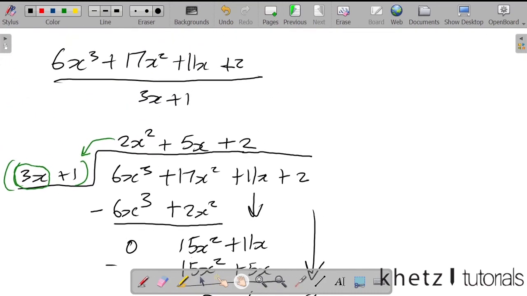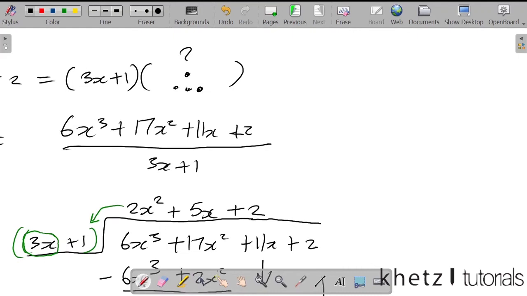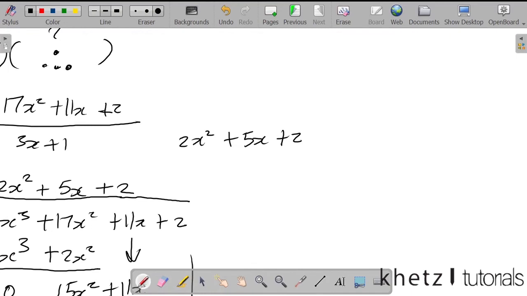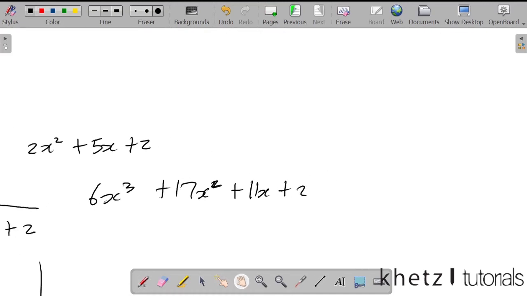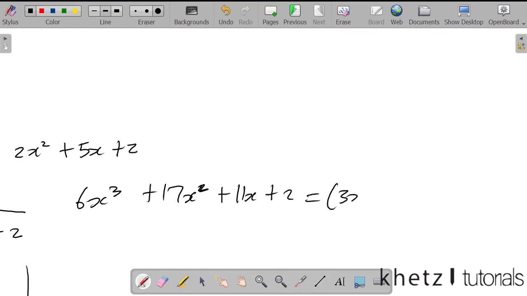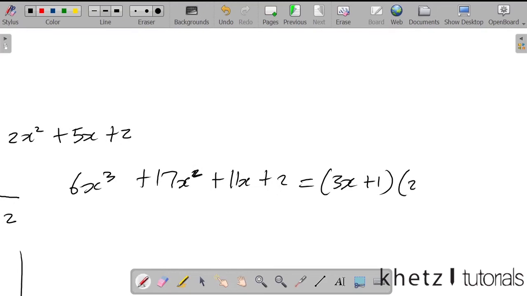So then we now have the answer to the second part, or the second bracket, and the answer to that is 2x squared plus 5x plus 2. So we can actually say that your 6x cubed plus 17x squared plus 11x plus 2 is equal to the given 3x plus 1 and the value which we now found, multiplied by 2x squared plus 5x plus 2.